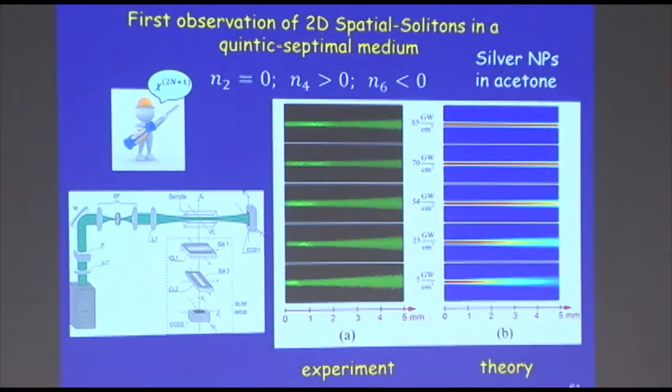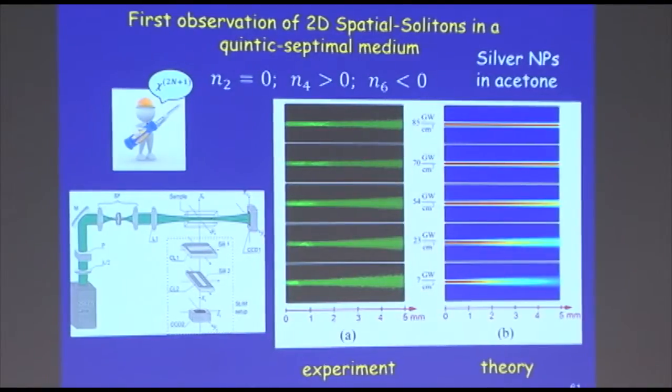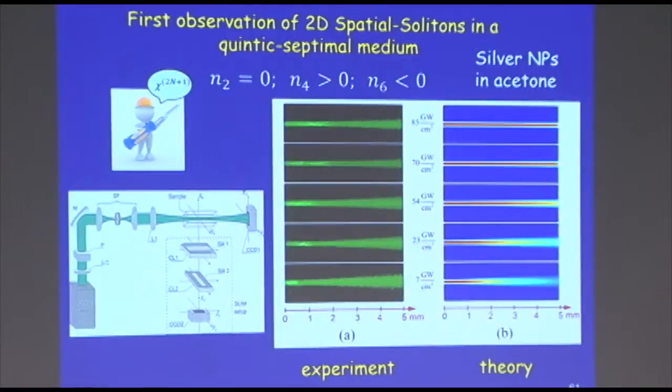And here is the experimental result in comparison with theory. Looking at the side view of the experiment, you see that by changing the intensity of the beam, there is one region here where the beam does not change much. It's collimated up to here. Okay? In this region of 70 gigawatts, 75 gigawatts, we have a soliton propagating there, a spatial soliton. But that's a very exotic spatial soliton that corresponds to N4 equal to 0 and N6 and N2 equal to 0.